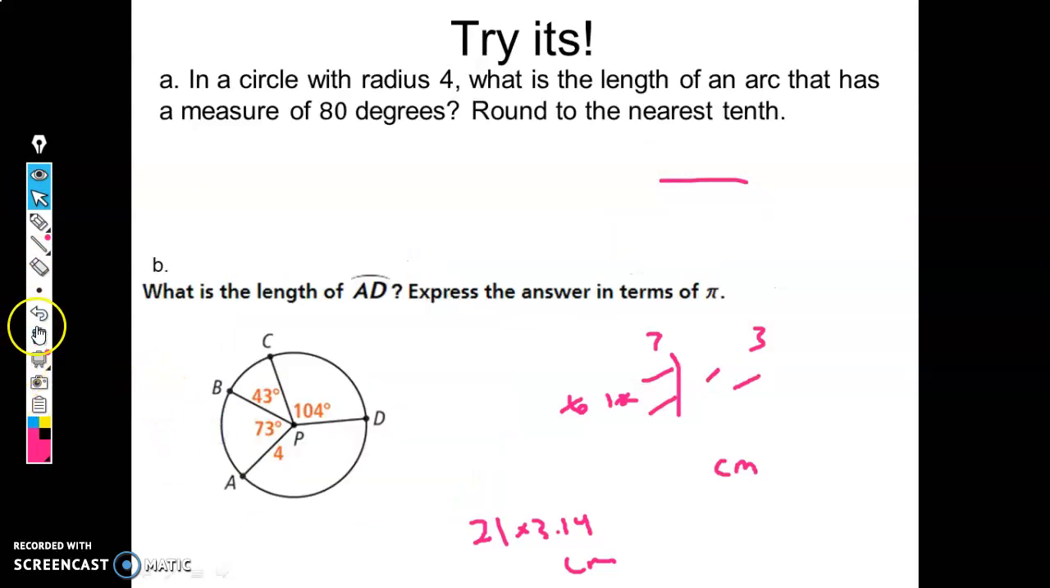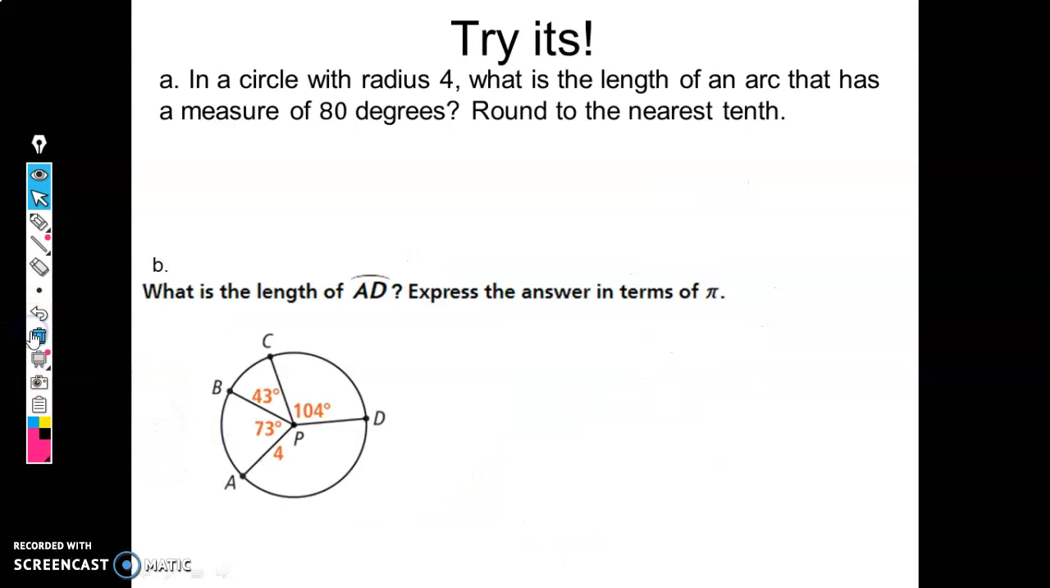All right, so here are a couple try it problems. I want you guys to give it a try. Notice in the first one it says round to the nearest tenth, but in this one it says in terms of pi. So, go for it, and we'll go over it in a second.